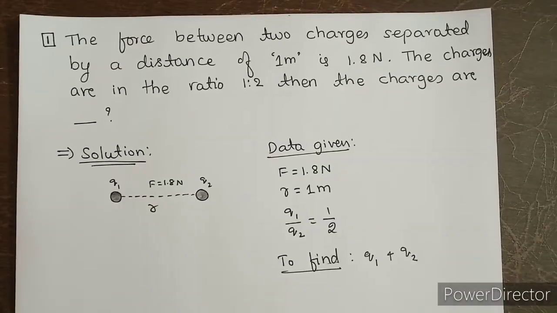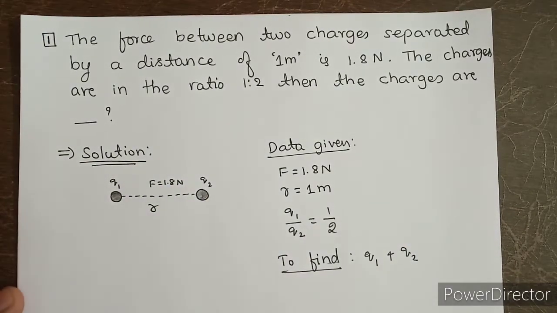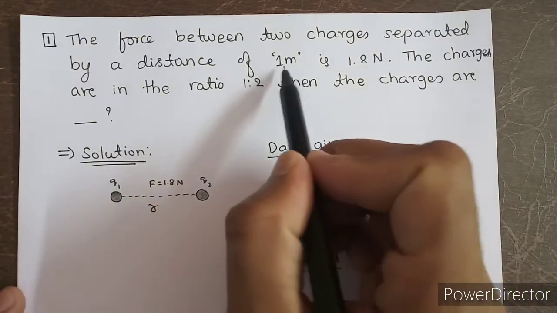That's it. Okay, dear students, we have the first question: the force between two charges separated by a distance of 1 meter is 1.8 Newton. The charges are in the ratio 1 is to 2, then the charges are? So here we have two charges Q1 and Q2. We don't know their magnitude, that is what we have to find. But they are separated by 1 meter.